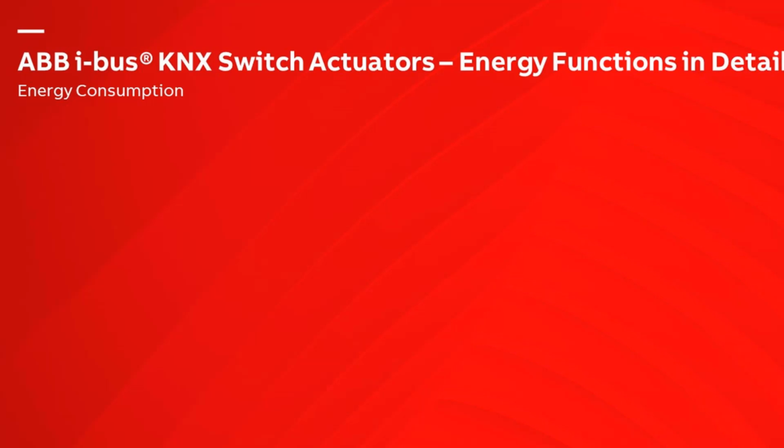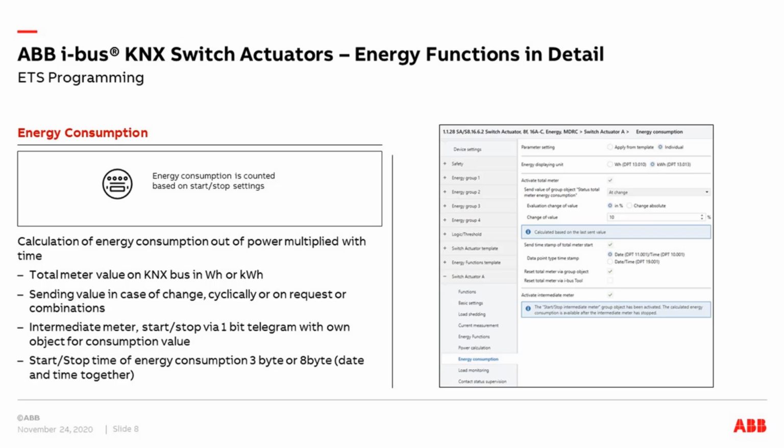So let's start with the energy consumption. What does it mean? We measure first of all the current per channel in each device. That's the basis for a lot of more functions. Out of the current measurement and a typically constant voltage level, we can calculate the power, and multiplied with time we have the energy consumption in watt hours or kilowatt hours per channel available. So we can really check what is the energy consumption of each channel in such a switch actuator.